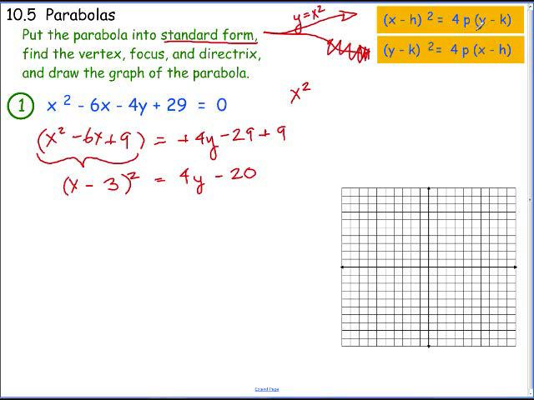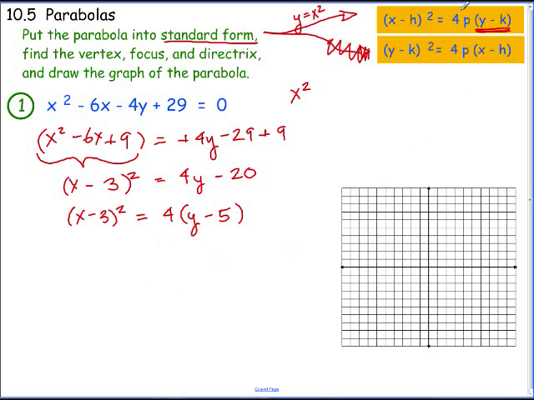Now notice that I have to have inside the parentheses y with a coefficient of a +1. Right now it's got a coefficient of 4, so that's not going to work. I'm okay on my left-hand side, that's looking good. But I have to factor a 4 out. And when I do, I'll have y minus 5 left.